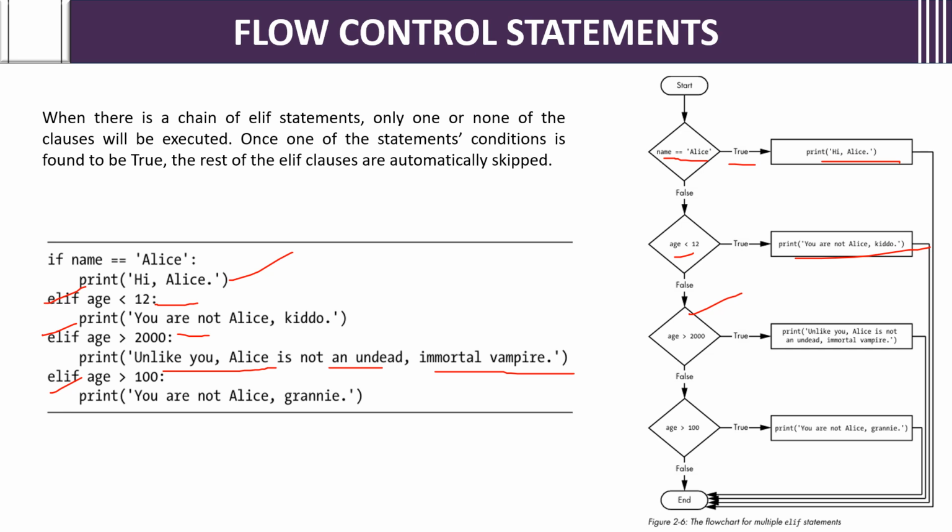If this condition is also false, then it will go to the next condition. What is it? If age is greater than 100, it will check. If it is true, it will tell: You are not Alice, granny. If this condition is also false, then it will go to the end statement. If any of the conditions is true and printed, it will directly go to the end. Understanding like that, you should understand the flow control of the code.